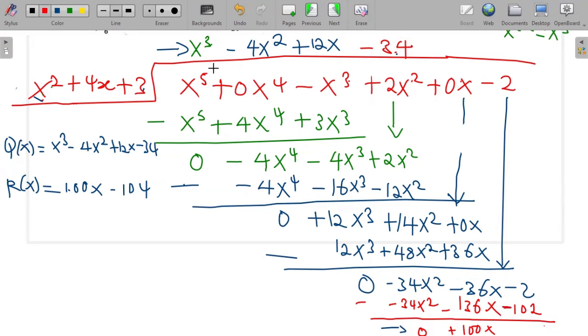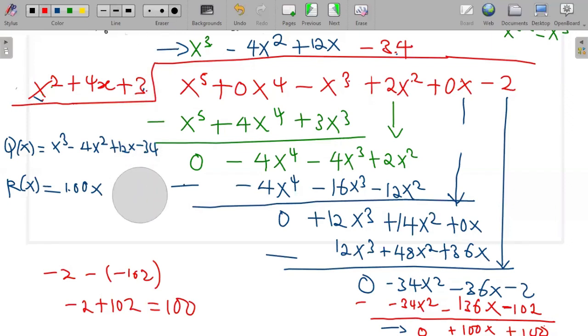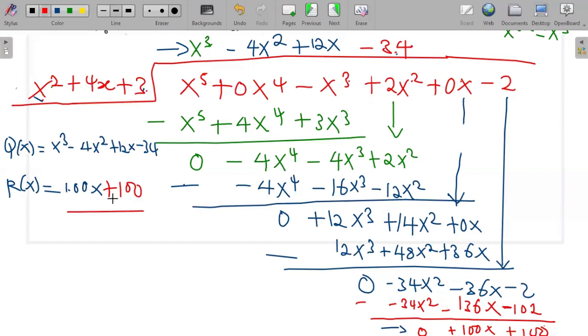Because minus 34 multiplied by 3, it's a minus. So I'll have minus 2 minus 102. So this will just be minus 2 plus 102, which will just be 100. Okay, so here it will be plus 100. So the remainder is actually 100x plus 100, like this. Okay, so be very careful when you're solving.